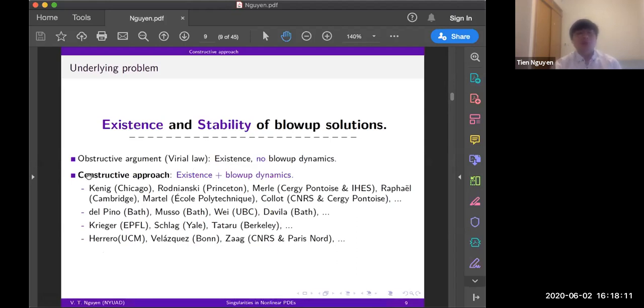The constructive approach is more complicated, but will give you more information, and also give you the dynamics, precise information near the singularity. There are many people working on this approach from 20 or 30 years ago, and on different models, from parabolic to hyperbolic to dispersive models.